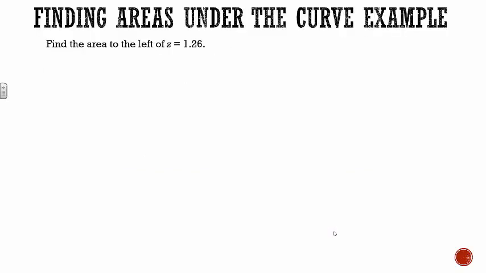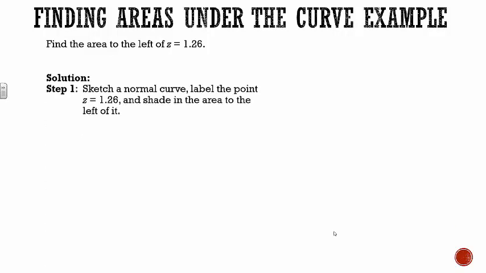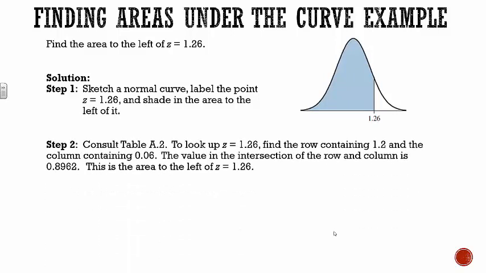Alright, suppose we want to find the area to the left of 1.26. What I would do first is draw out that curve and see what it looks like. I draw out 1.26, which I know is to the right of 0. I shade everything to the left of it. Now I have two options. I can either use Table A, which is your standard normal table. You can find that in your book, or you can simply do a Google search for a standard normal table, or you can use technology. I'm going to show you both ways.